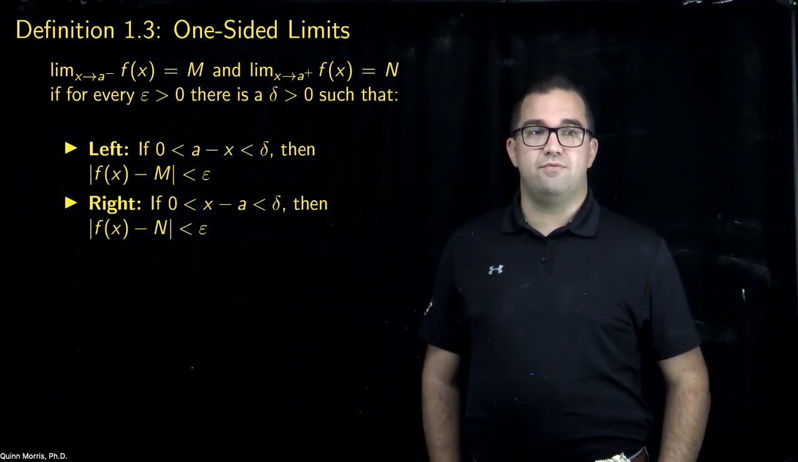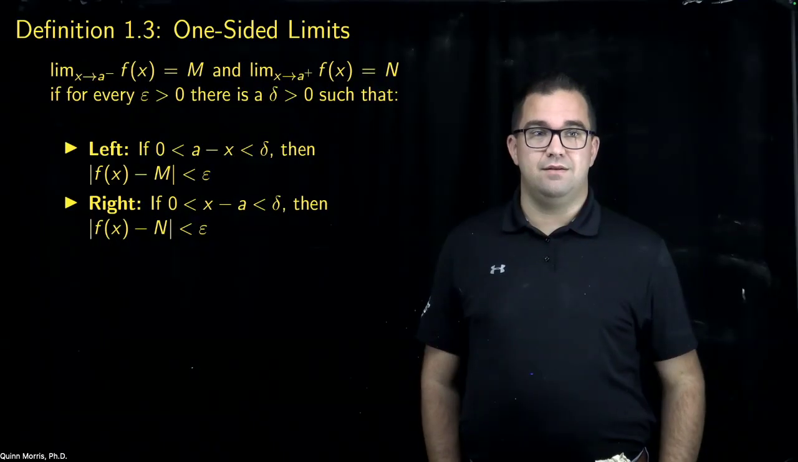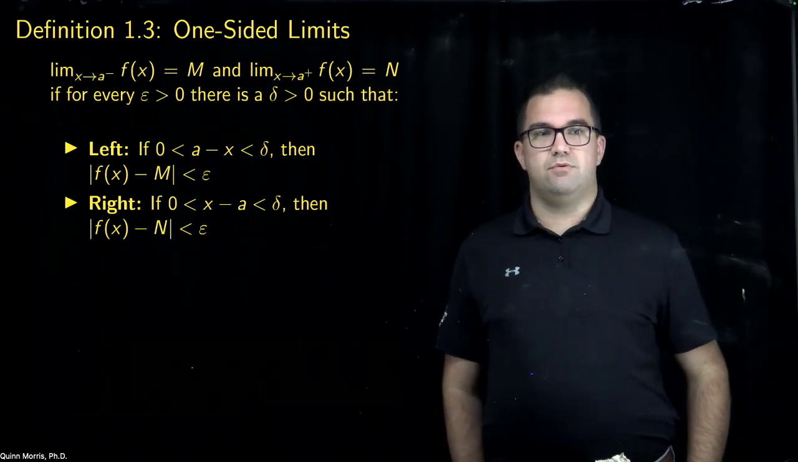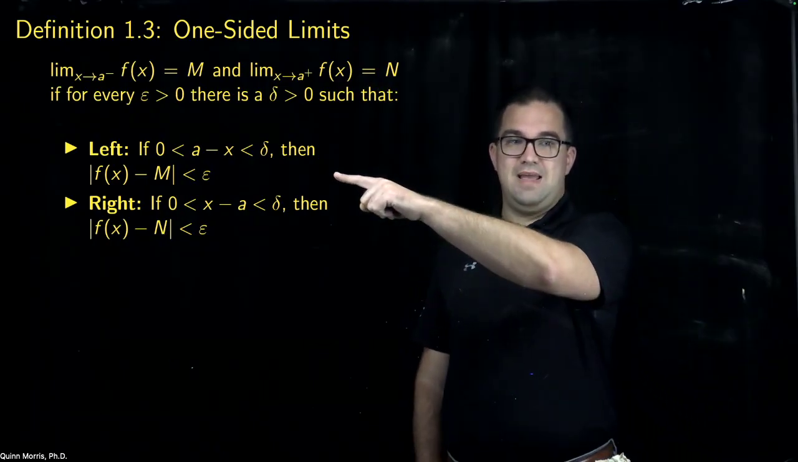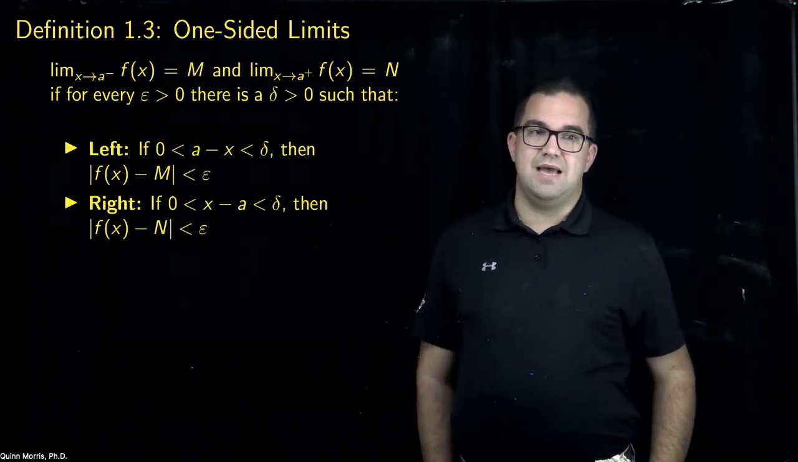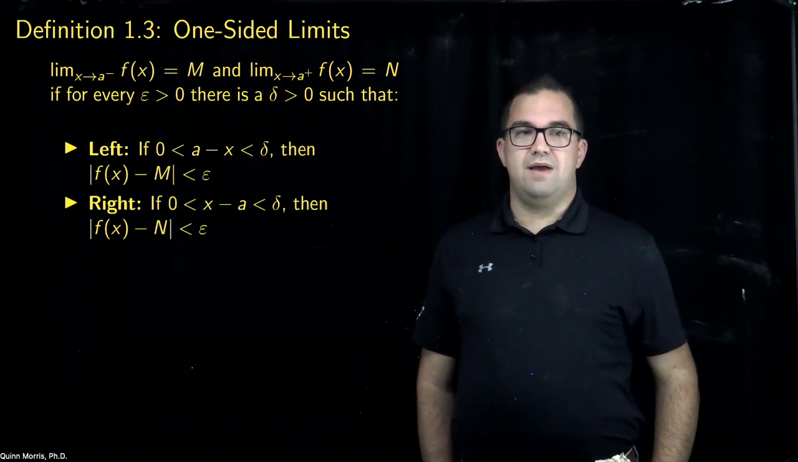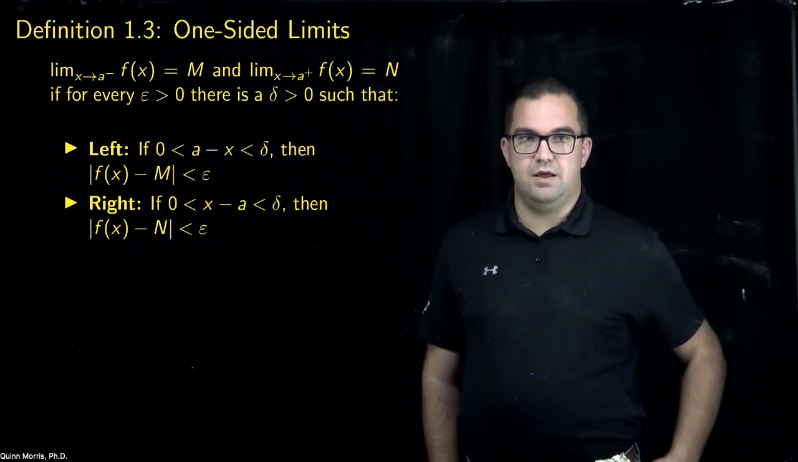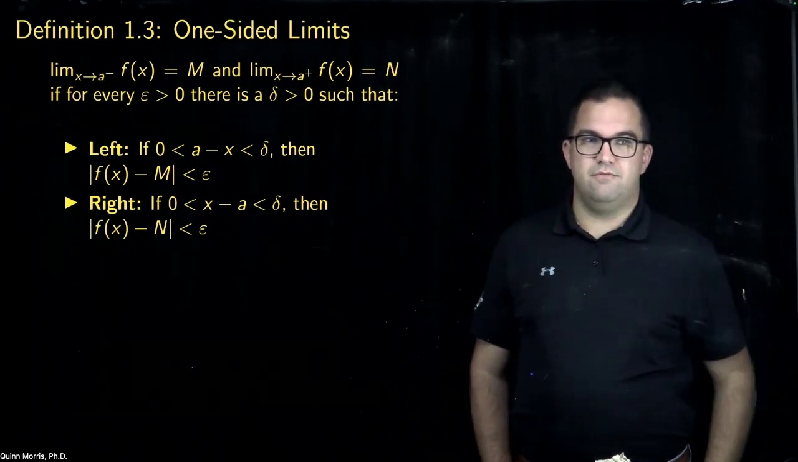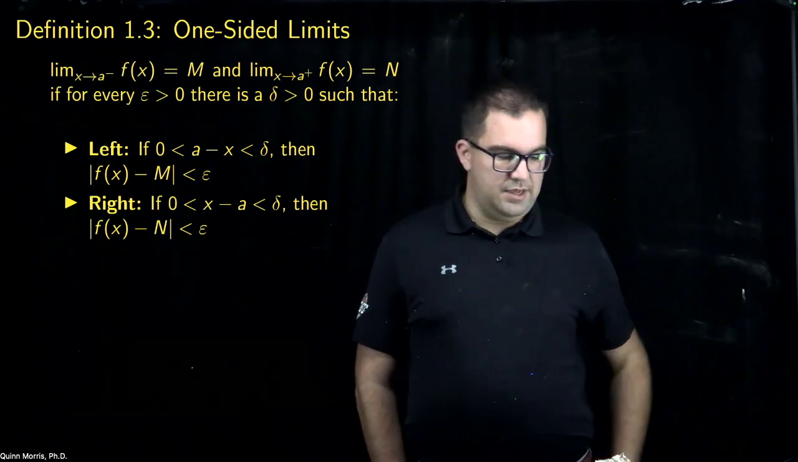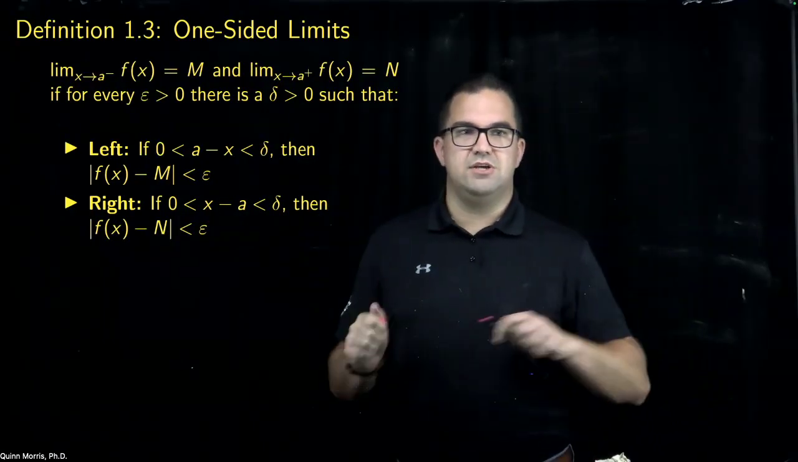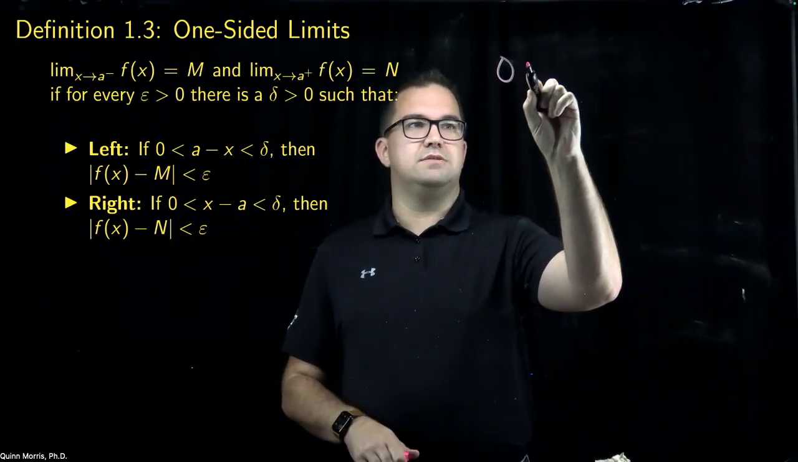So if the limit as x approaches a from the left of f of x is equal to m, and the limit as x approaches a from the right of f of x is equal to n, we say those are true if for every epsilon greater than 0, there is a delta such that, if we're talking about the left-handed limit, then if 0 is less than a minus x is less than delta, then the absolute value of f of x minus m is less than epsilon. And then something analogous for the right, but we've just put x minus a instead of a minus x there. Now, notice that these look almost identical to the original limit definition. The original limit definition had this.